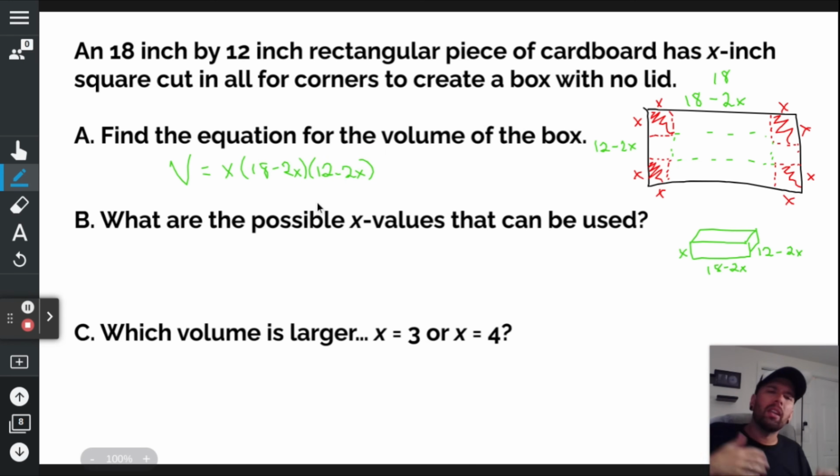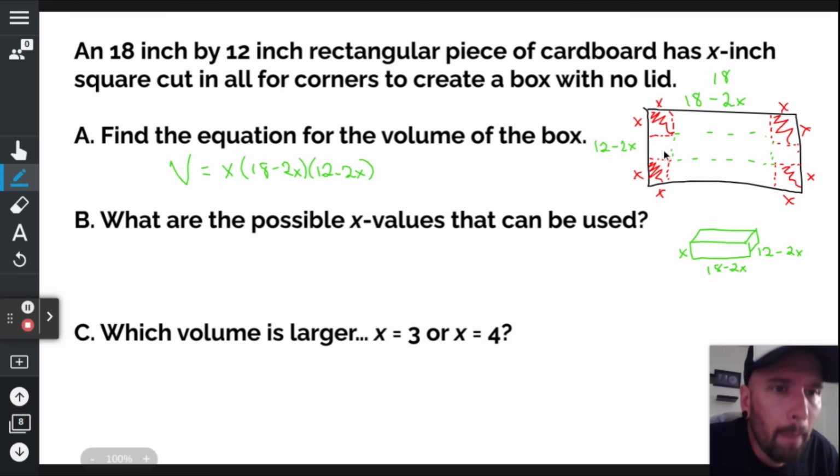Now let's use common sense here for part B. What are possible X values that can be used? I'm not going to try cutting out 10 inches and 10 inches of cardboard. If you do that, you have no box. If this whole side is 12, you can't cut out 10, because you're subtracting 2 times, so you're subtracting out 20 inches. So how are you going to cut out 10?